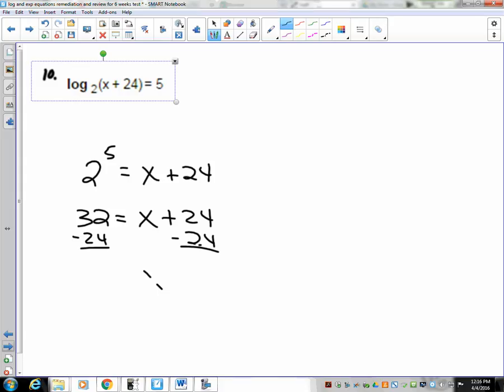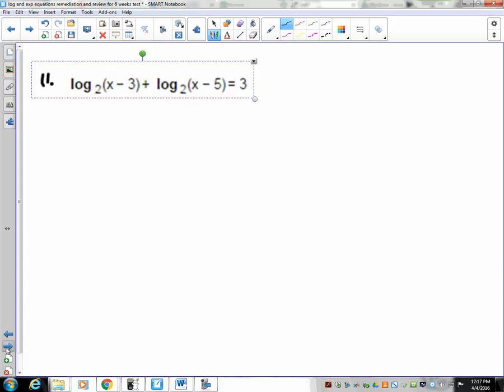That's 8. Now remember how we have to check for extraneous solutions there? The argument of the logarithm has to be positive. So not x, but x plus 24 has to be positive, and that would be positive. It's usually when you start using your properties that you get extraneous answers. Okay. All right. Number 11.